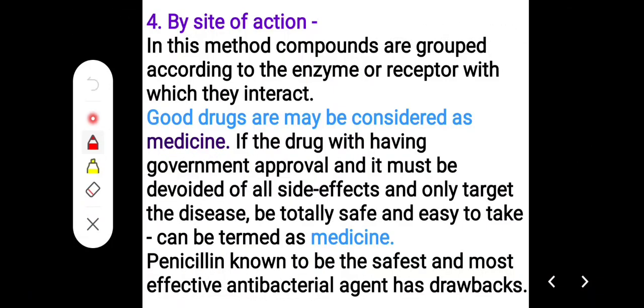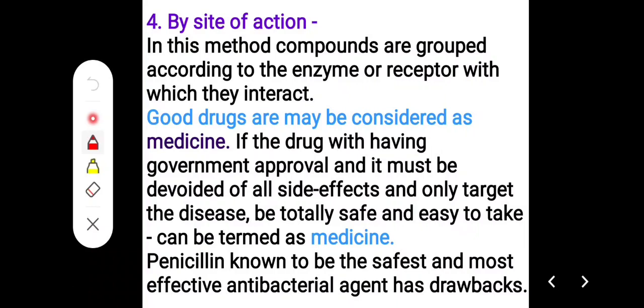Okay. Next one, by site of action. In this method compounds are grouped according to the enzyme or receptor with which they react. So always remember, when drugs are put into our body, they react at some particular site. This site may be the receptor, maybe the enzyme, maybe other things. Depending on the site at which the drugs react, we classify them into many categories, and this type of nomenclature is termed by site of action.